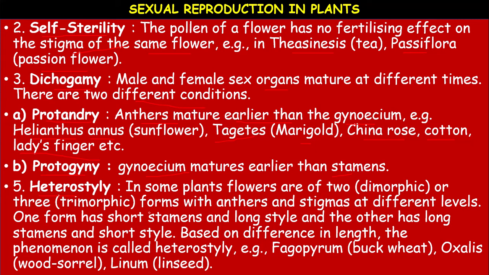Heterostyly means in some plants the flowers have two, dimorphic, or three, trimorphic, forms of anthers and stigmas at different levels. One form has short stamens and a long style, and the other has long stamens and a short style. Means the position of the stamens and the gynoecium is different. So, based on the difference in length, the phenomenon is called heterostyly. Examples: Fagopyrum, buckwheat, Oxalis, wood sorrel, and Linum, linseed, show this heterostyly, which favors cross pollination.